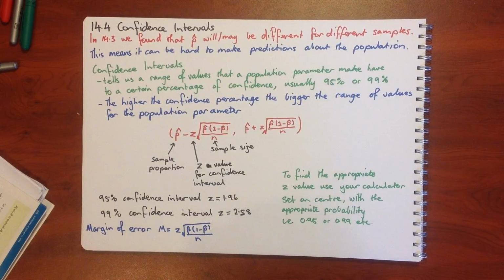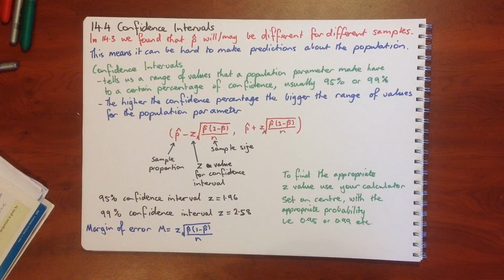Confidence intervals tell us a range of values that a population parameter may have, to get a certain percentage of confidence. Usually we'll have 95% or 99% confidence intervals. So we say our population proportion is going to be between, say, 20% and 30% of Australians who own a dog, for example. That's giving us our confidence interval.